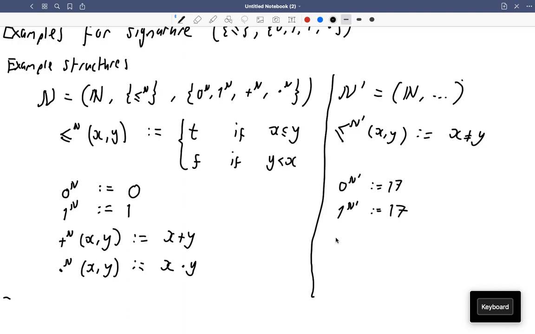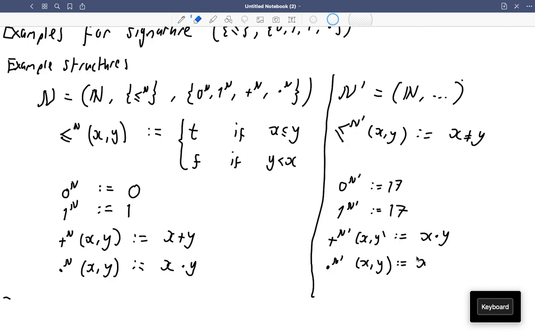And let's, for the sake of perversity, interpret the addition symbol in N' to mean multiplication, and the multiplication symbol in N', well, we could say to be addition, but let's take something different. I was going to do subtraction, but actually subtraction's not defined on the natural numbers if y is greater than x.